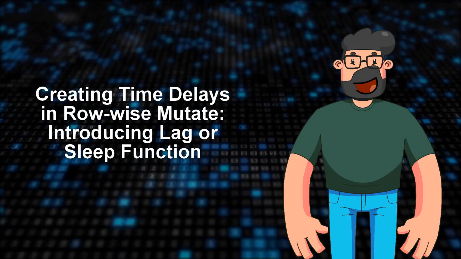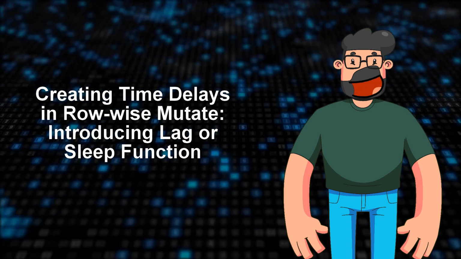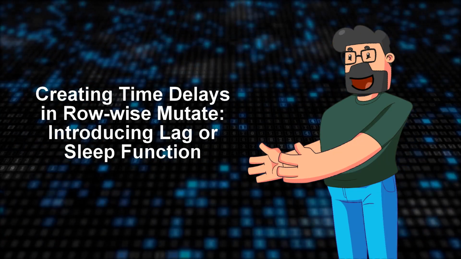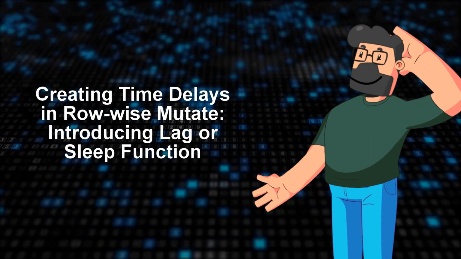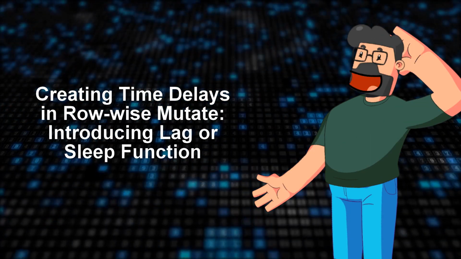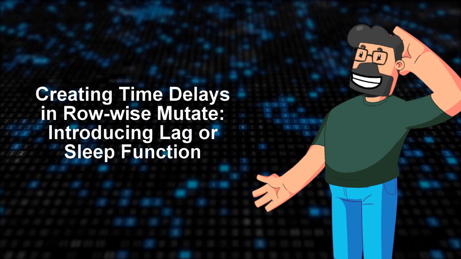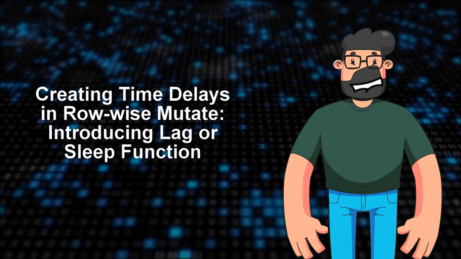Imagine you're working with a dataset and you need to make separate API calls for each row, but the API has a limit on the number of requests per second. How can you introduce a small delay between each call to stay within the API limits? That's the problem we're looking to solve here.